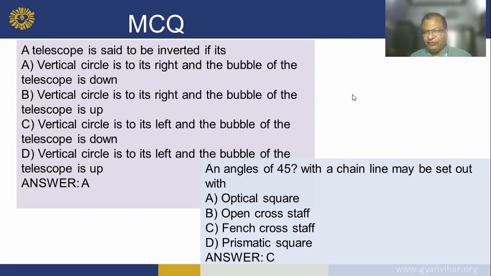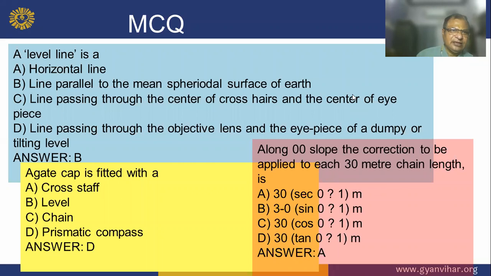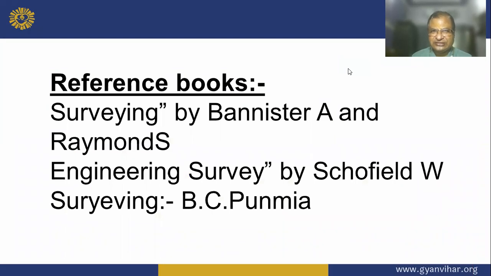Next question. An angle of 45 degrees with a chain line may be set out with the French cross staff. Question 9. A level line is a horizontal line. So what is the correct answer? Answer B, a line parallel to the mean spherical surface of the Earth. Next question, an angle can be fitted with a prismatic compass. You have just read the slope correction to be applied to a 30 meter chain. So what is the answer? Answer 30 seconds. This is, my dear boys, from the reference books.